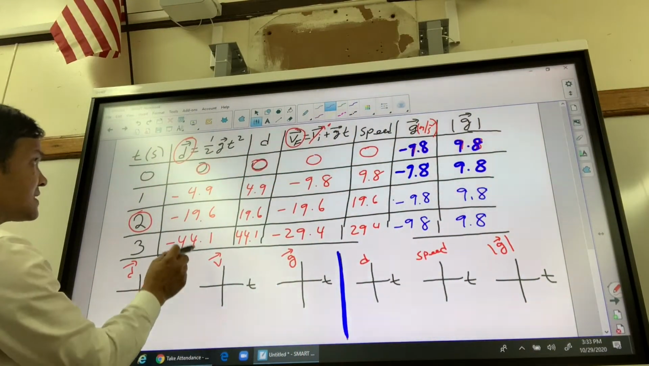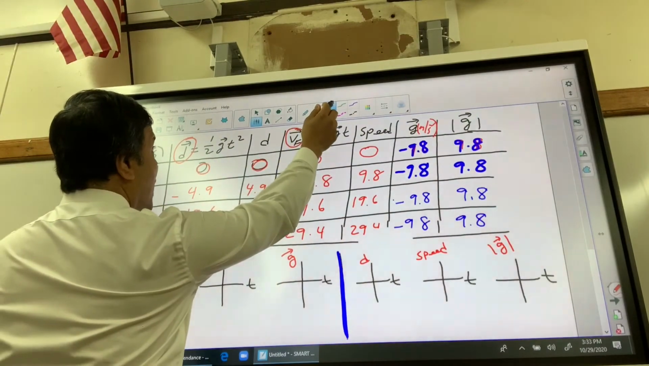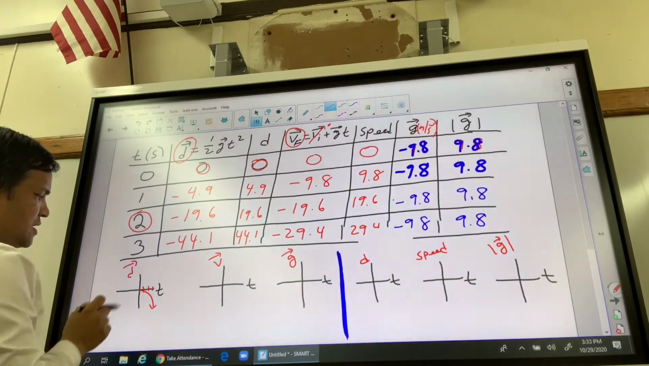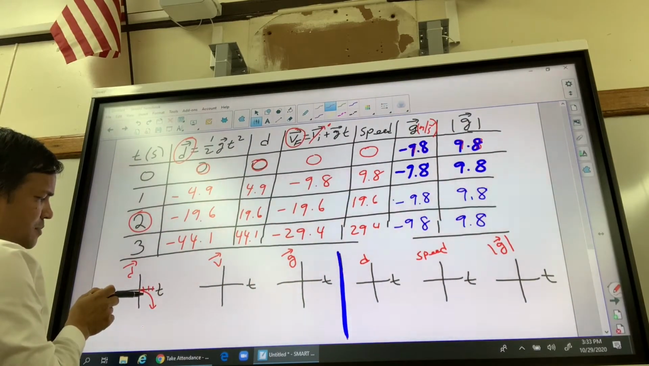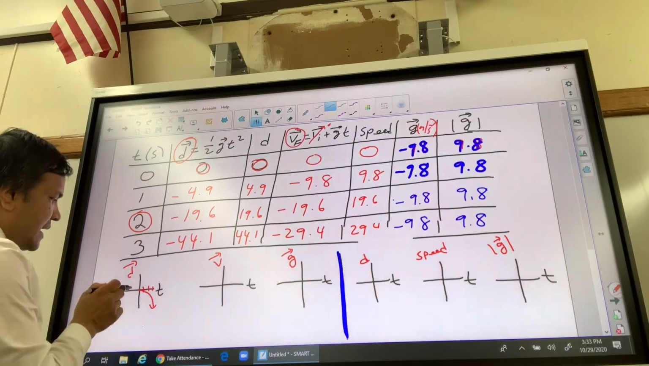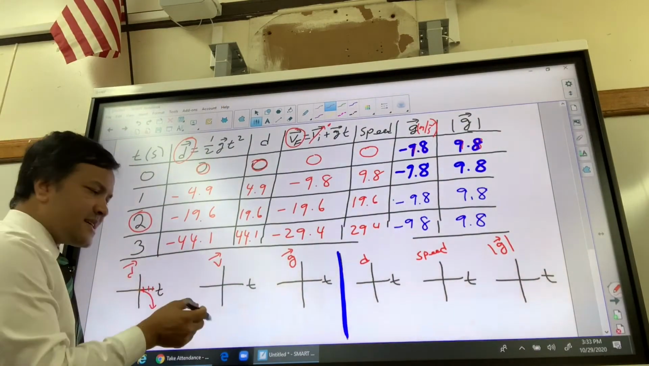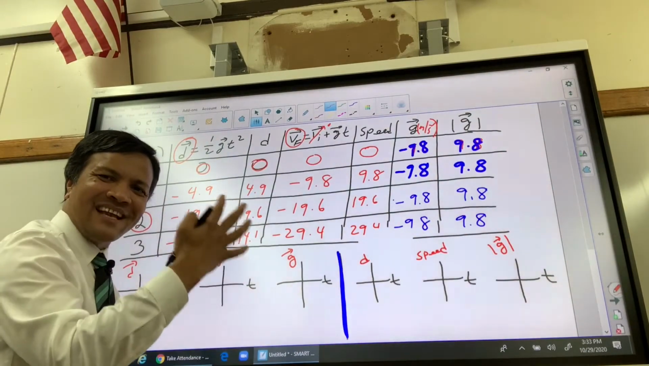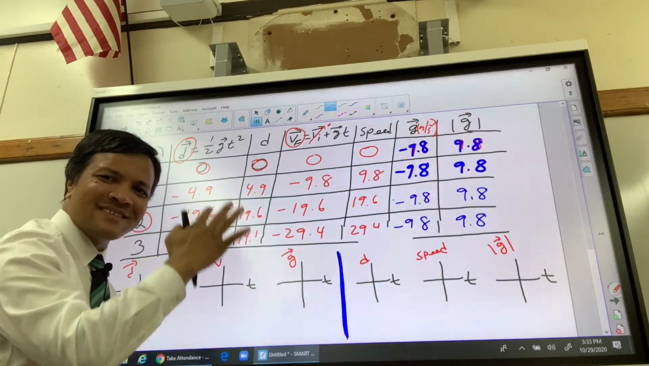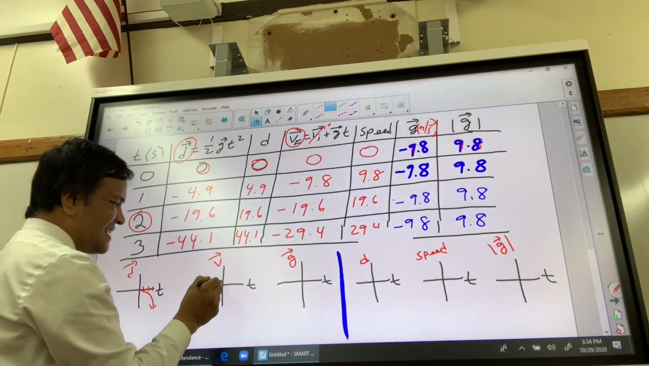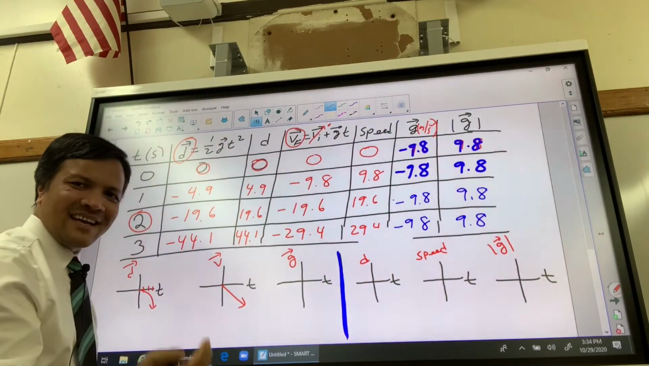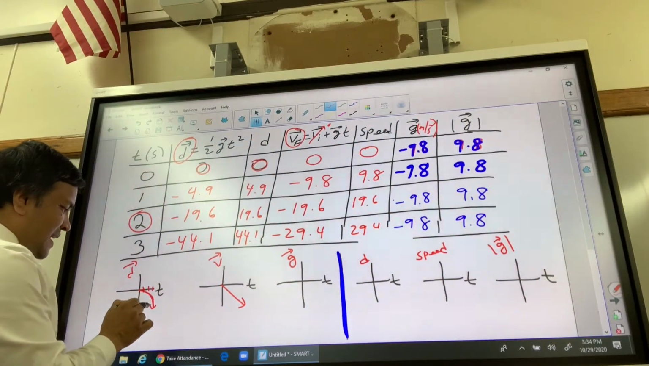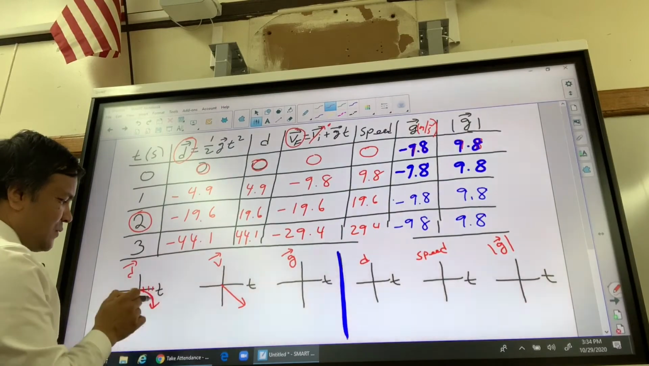Now, the velocity versus time graph. How are we going to do the velocity versus time graph? This is also going to be in the fourth quadrant, so the slope would be negative. This one is going to be a linear decreasing diagonal line starting from 0.